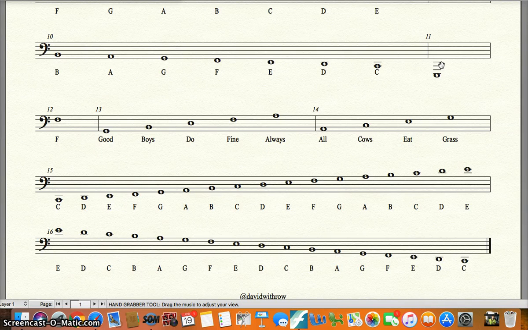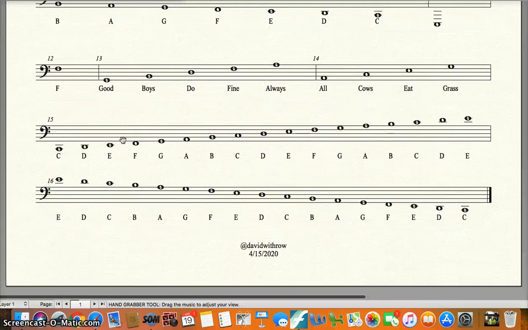Below that is D. Second ledger line down is C. Below that is B. Third ledger line down is A. Below that is G. Fourth ledger line down is F. Below that is low E. That's a very low note there. That's the lowest note in the band. We're on this lowest note on a tuba. That's low.